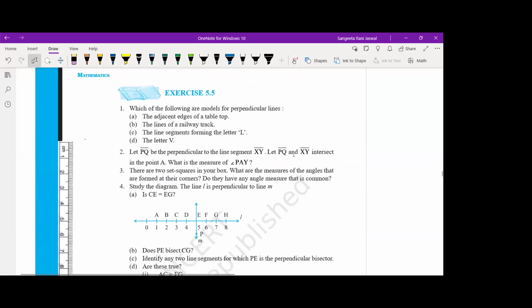Okay, so let's see this. Which of the following are models for perpendicular lines? If we take the adjacent edges of a tabletop, will that be a perpendicular line? If you see your tabletop, the corner, are the two edges making perpendicular lines?